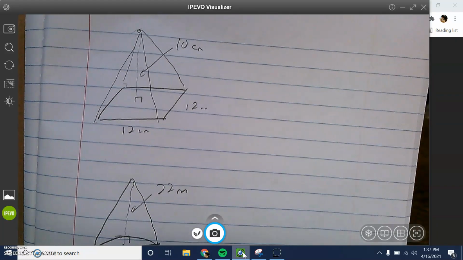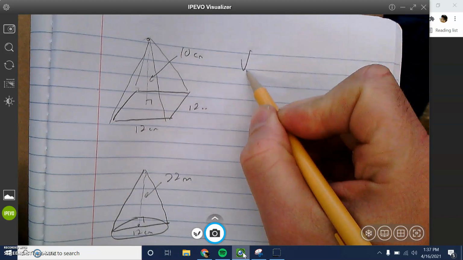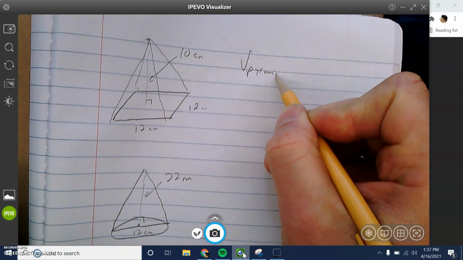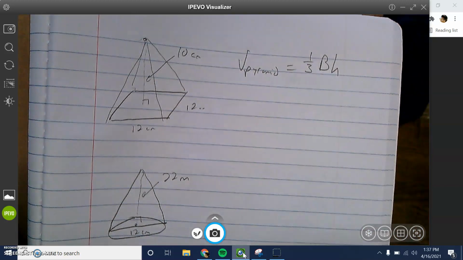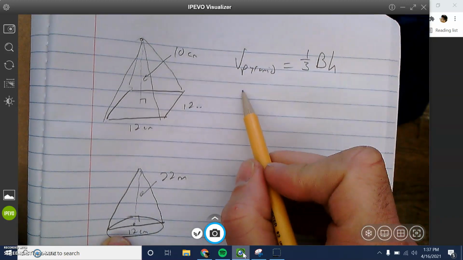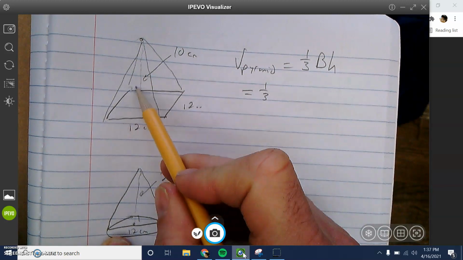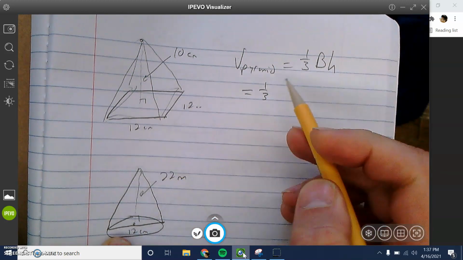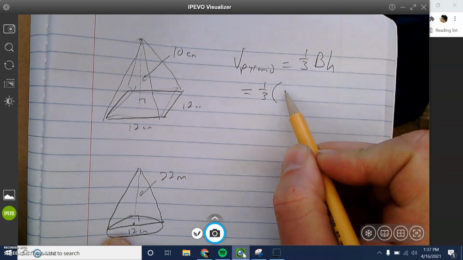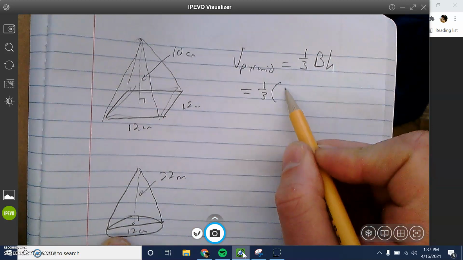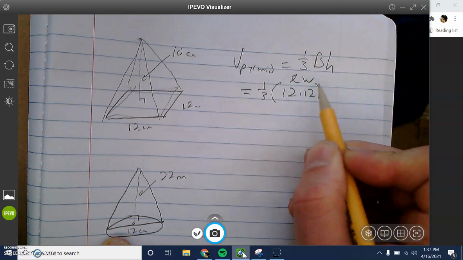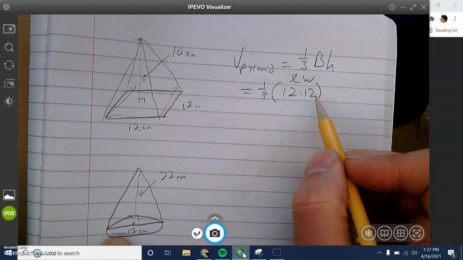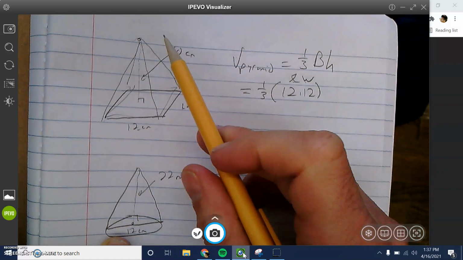So the volume of a pyramid is 1/3 area of the base times the height. That's the first thing you should have looked up. And then we have 1/3. What is the base? The base is a square because it says square pyramid, right? The square is 12 times 12, length times width, or side times side, side squared, times the height of the whole thing.